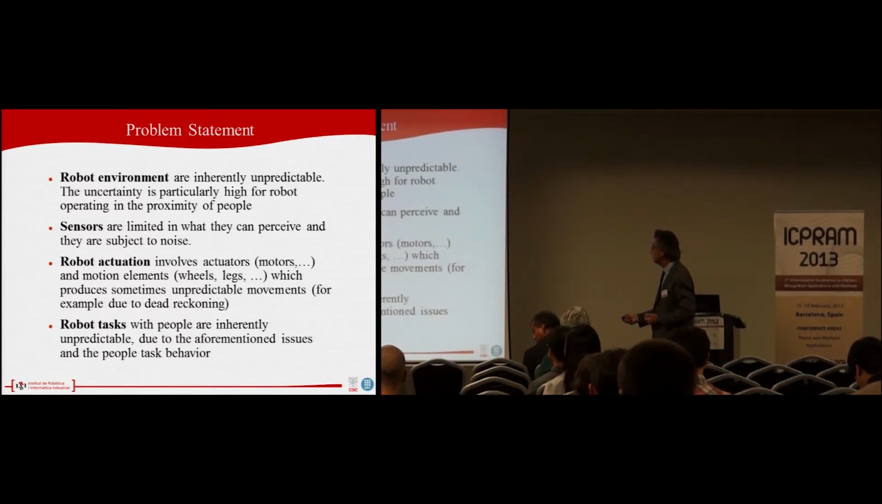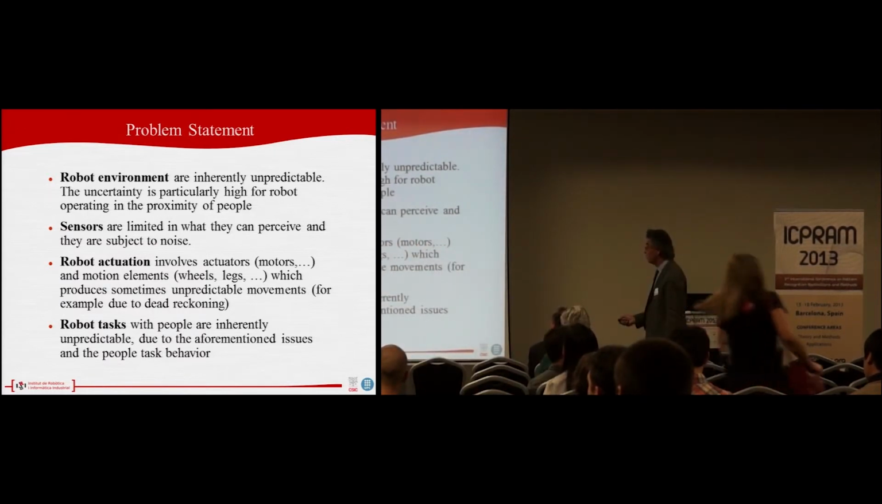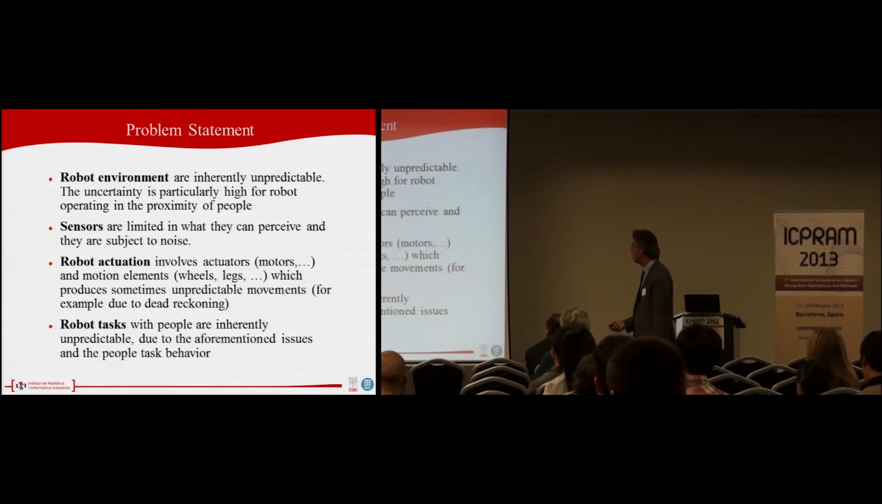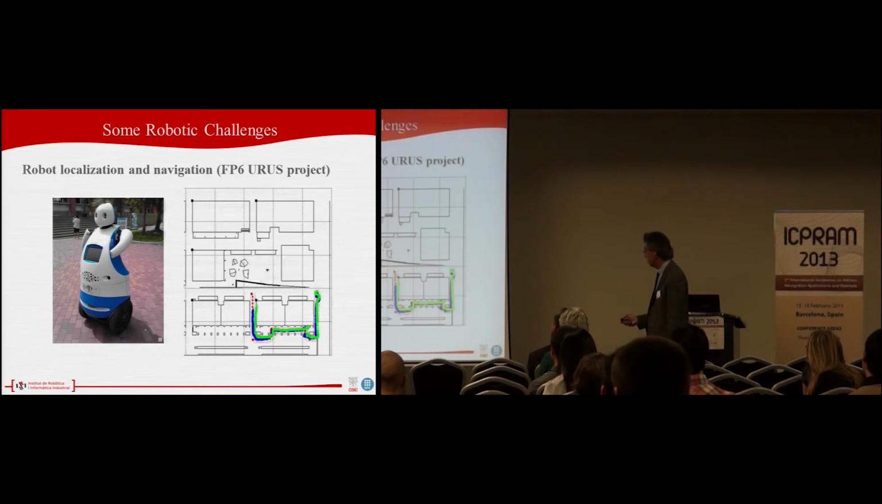Another issue is that sensors are limited in what they can perceive, and they are subject to noise. This is very typical in many applications, as we will see. Robot actuation involves actuators, motors, motion elements, wheels, legs, which sometimes produce unpredictable movements, for example the reckoning of many others, which usually happens. And robot tasks with people are inherently unpredictable due to the previous topics and the people's behavior. Okay, that is what we find.